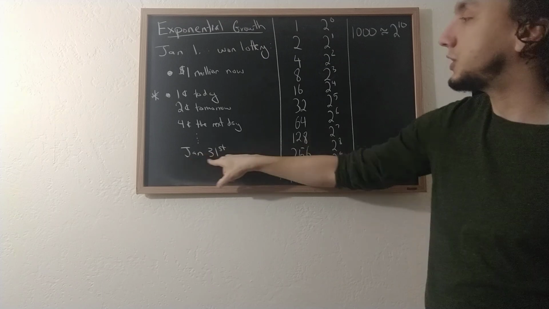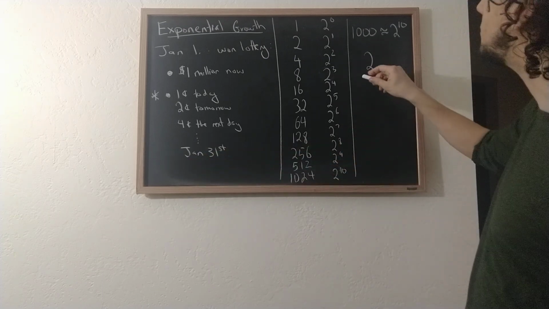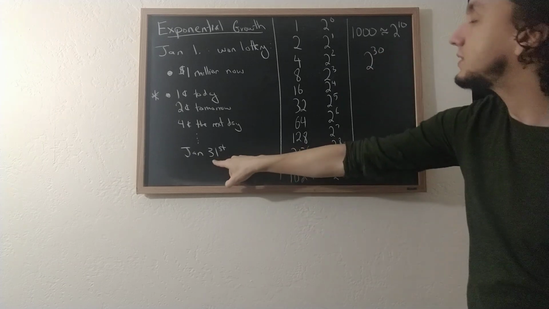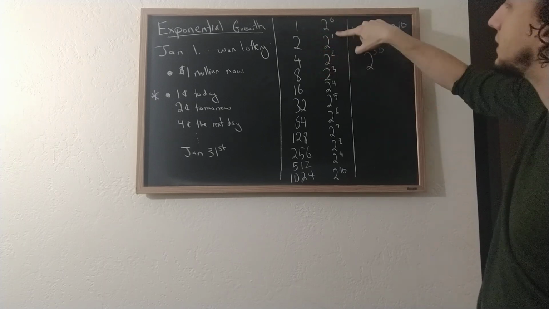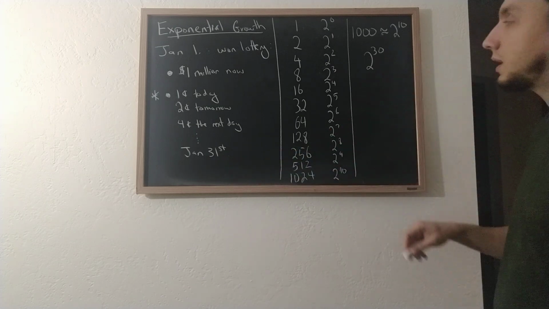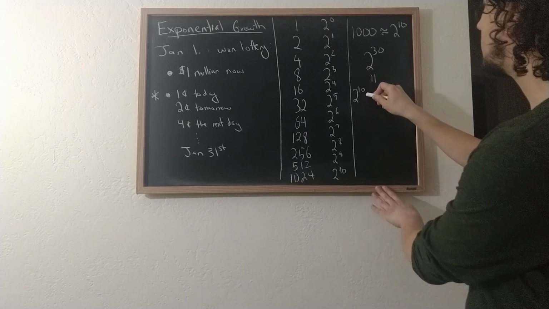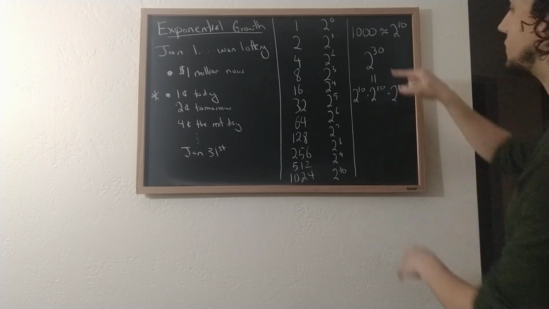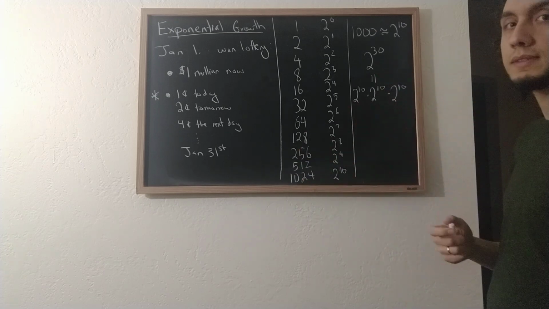Now, where do we get on January 31st? On January 31st, we get to 2 to the power of 30. That's because it's the 31st day and everything is offset by 1. The first day is 2 to the power of 0. The second day is 2 to the power of 1. So the 31st day is 2 to the power of 30. 2 to the power of 30 is 2 to the power of 10 times 2 to the power of 10 times 2 to the power of 10. It's 2 multiplied by itself 30 times, and I can chunk that into these 3 pieces.